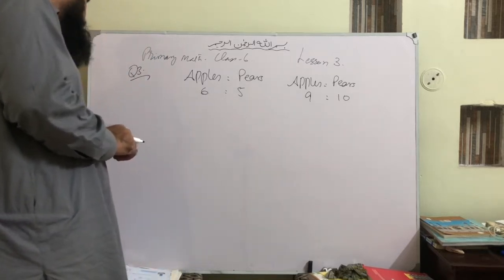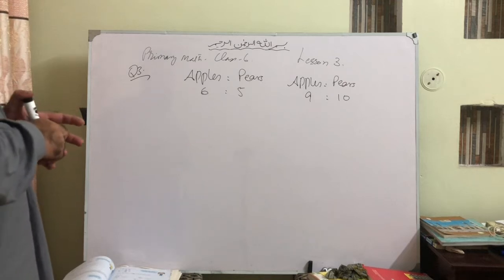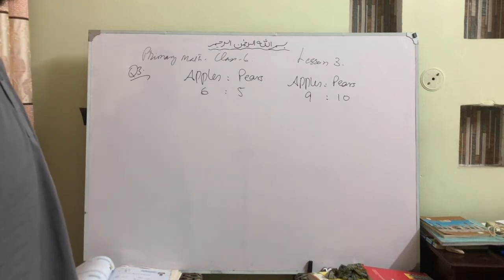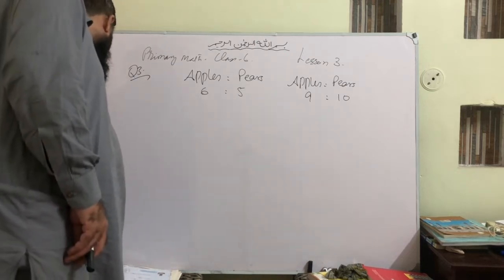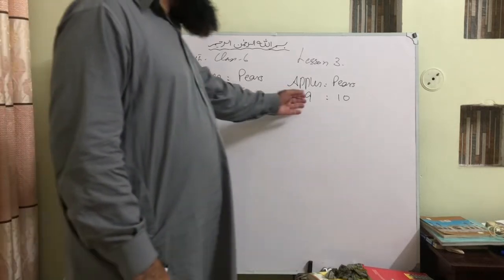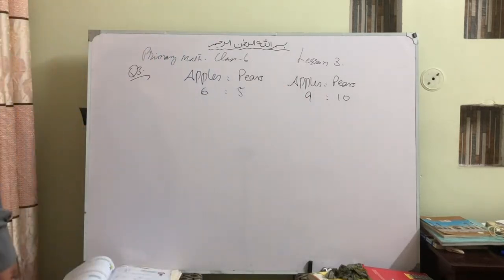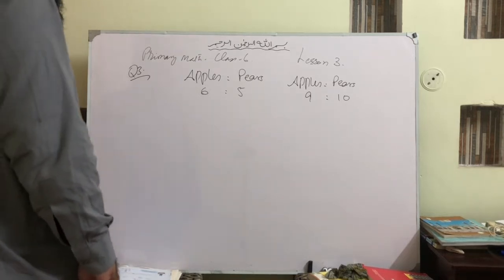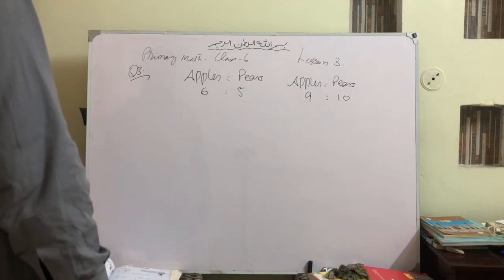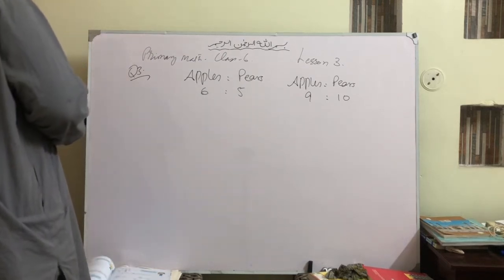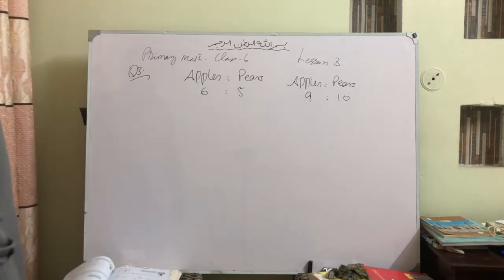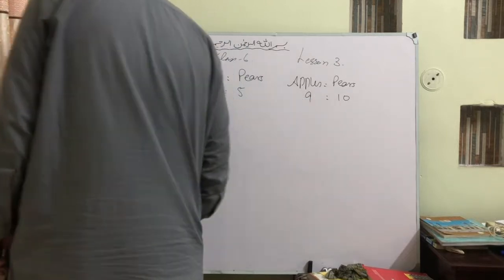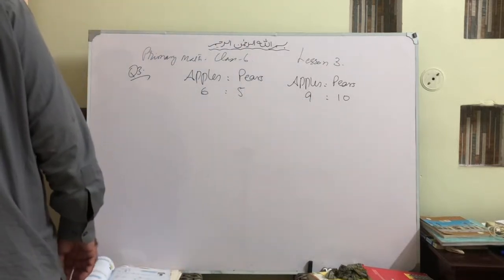Okay. So the question says that this was the ratio before selling the apples. After 30 apples were sold, the new ratio became this 9 and 10, okay. So how much quantity for pears was there? Okay, this is the question. So here we have apples to pears 6:5 and the new ratio is apples to pears 9:10, okay.